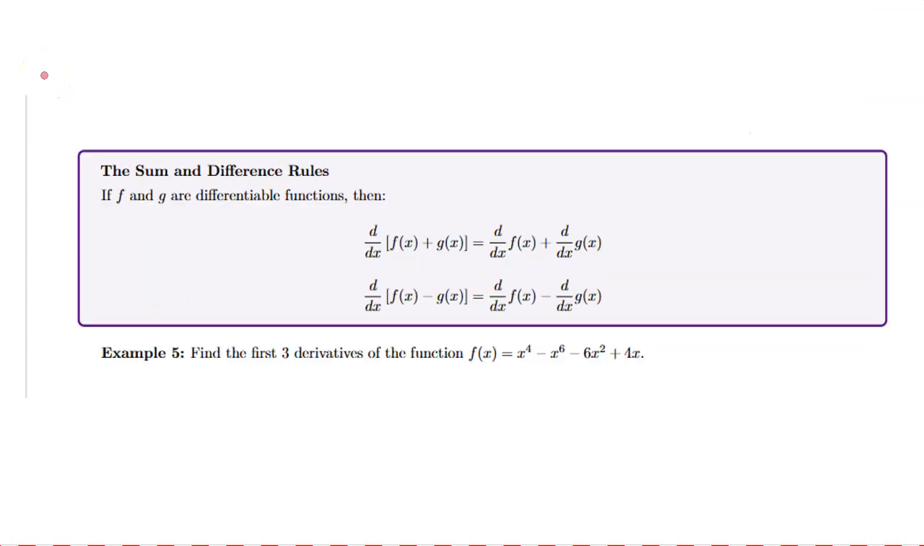All right, so here are two really helpful rules. They are called the sum and difference rules. If f and g are differentiable functions, then the derivative of f of x plus g of x is equal to the derivative of f of x plus the derivative of g of x. And same goes for if you're subtracting two functions, then you could split that up into two separate derivatives and then subtract them. So let's see how that comes into play in example 5.